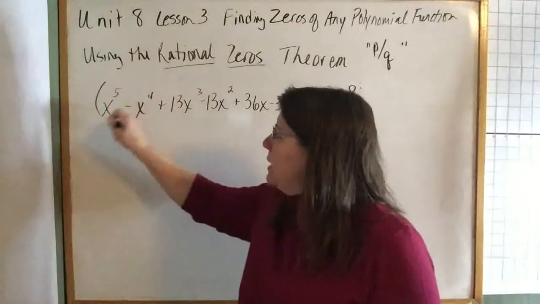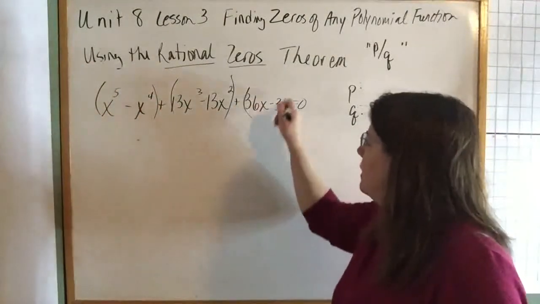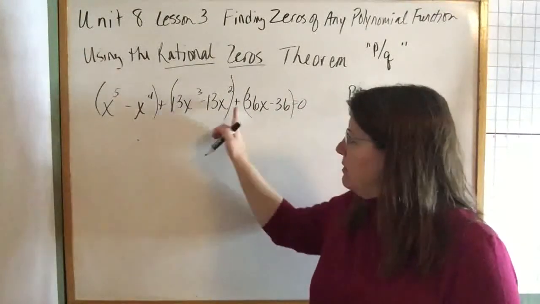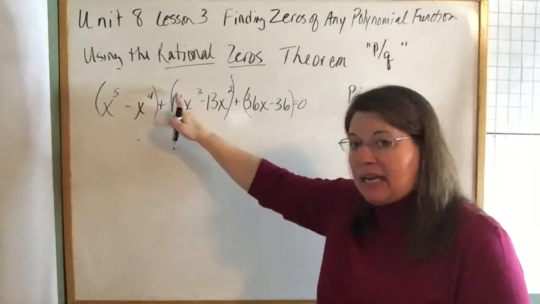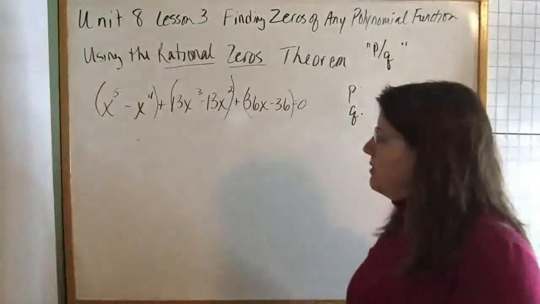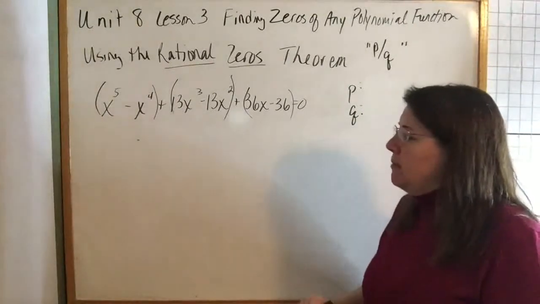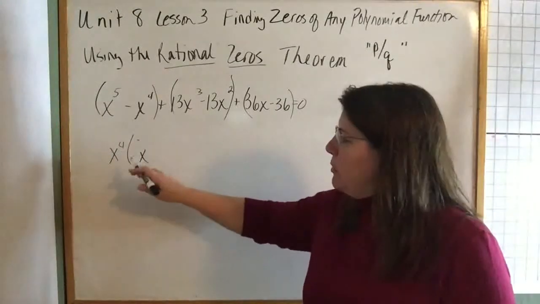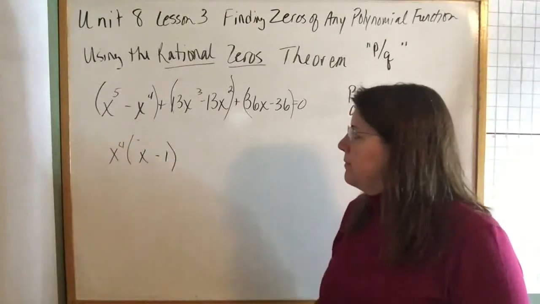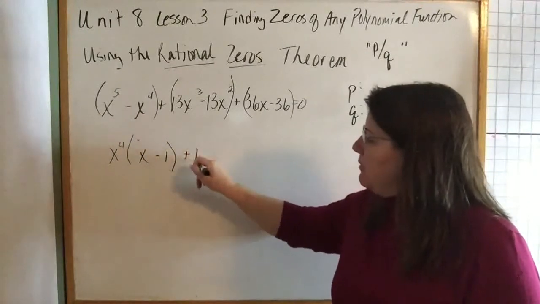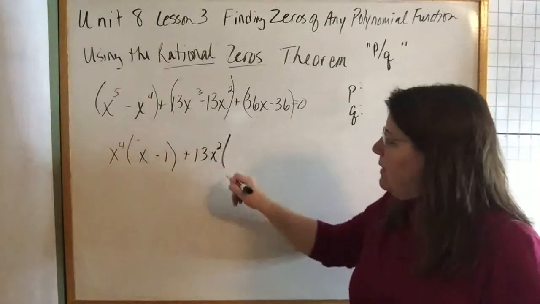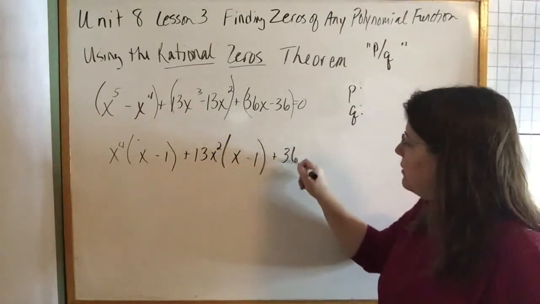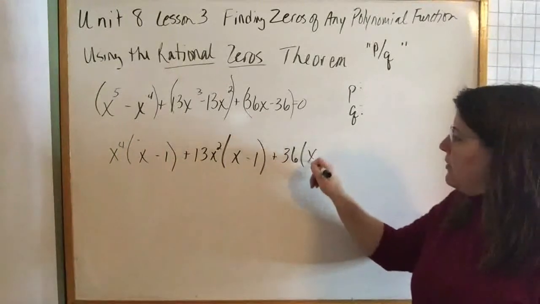If I factor this by grouping, instead of having 2 groups, I'm going to have 3 different groups. Now, before each of my groups, I have to have a plus. If I didn't have a plus, I would have to make this plus a negative, right, if it was a minus. But those were all pluses, so I don't have to change any answers. Then I'm going to take out what each group has in common. Looking at this one, I can bring out an x to the fourth. That leaves me with an x minus 1. In this one, I can bring out a positive 13 x squared. And when I do that, that leaves me with an x minus 1. In this one, I can bring out a positive 36, which leaves me with an x minus 1.